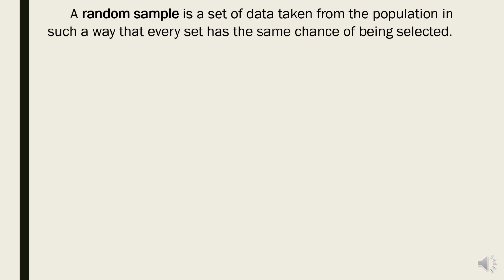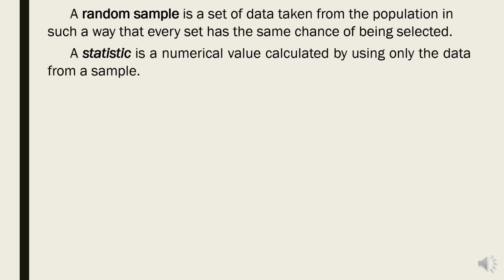Now, how about if we only get samples from a population? What do we call the numerical value that we calculated from the samples of the population? But before that, let us recall first what a random sample is. A random sample is a set of data taken from the population in such a way that every set has the same chance of being selected.